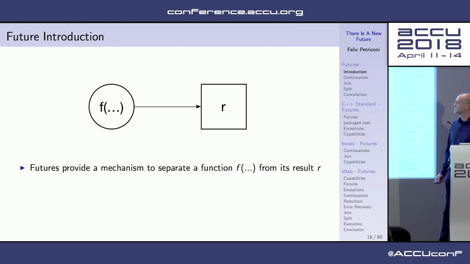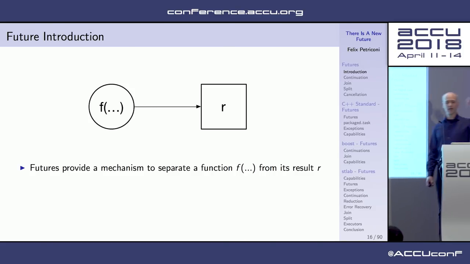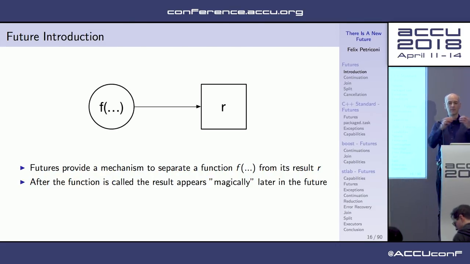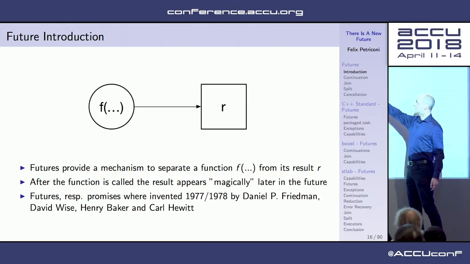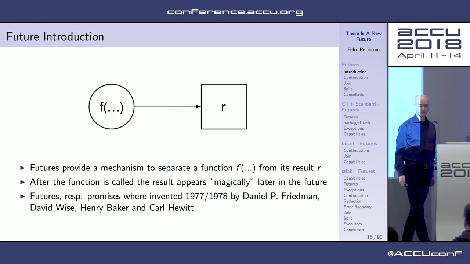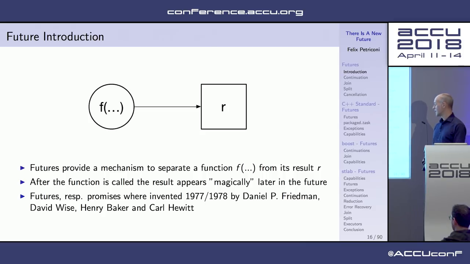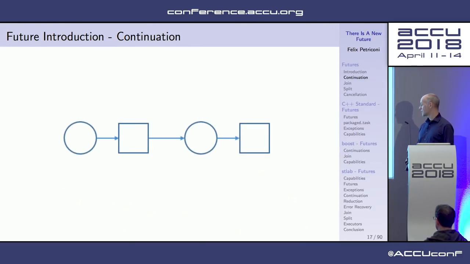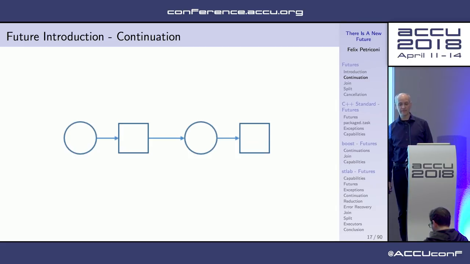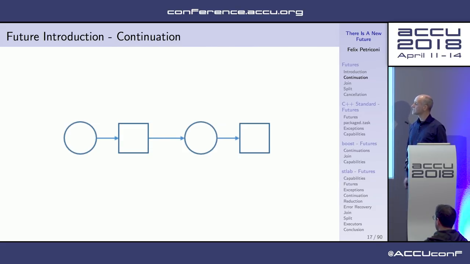So, what is a future? A future is a mechanism to have a function that returns a result, but you separate the function from the result. When the function has been executed, the result of the function will later appear magically within the future. And it's not new, it's pretty old. It's from the end of the 70s, and Friedman, Wise, Baker, and Hewitt invented this or came up with this solution. There are some building blocks that I want to mention today, because a future itself does not really make sense. You always have to combine one future with another one.